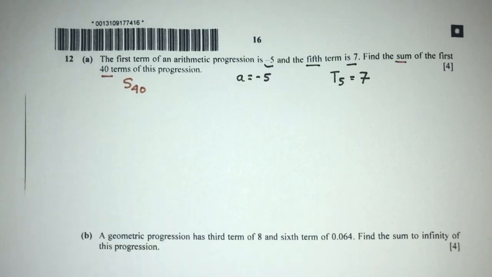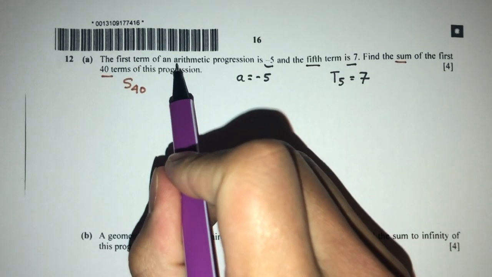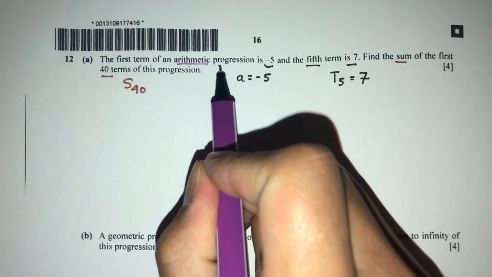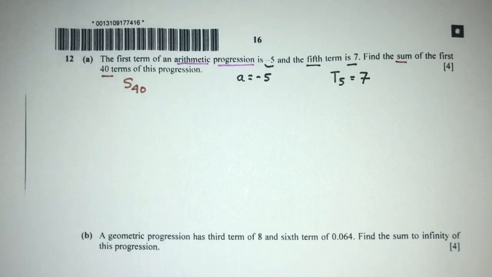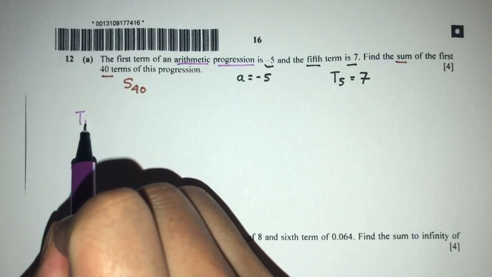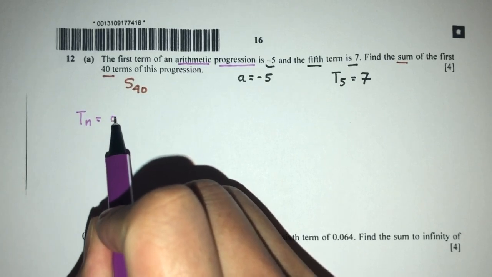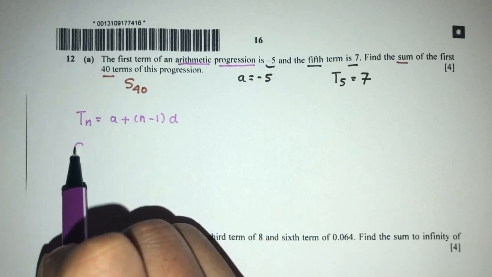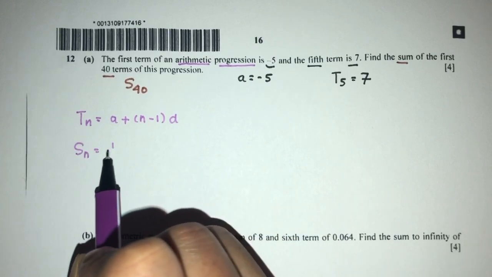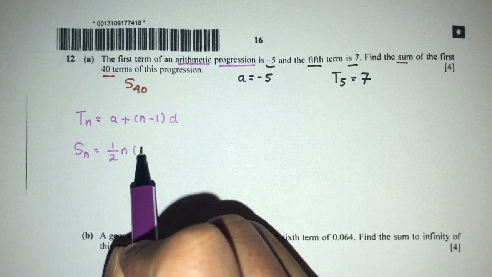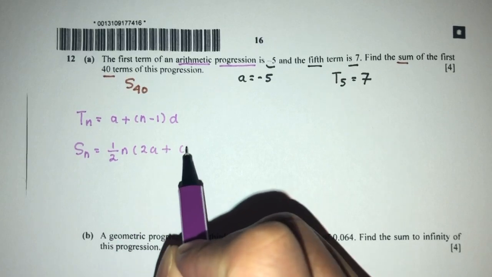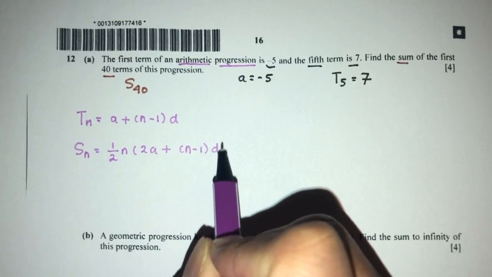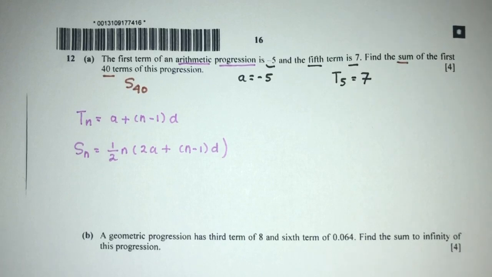So pretty easy. Now it is given that we know it is an arithmetic progression. So let's first write down the formulas that we know for that progression. The nth term is given by a plus n minus 1 times d, and the sum of the first n terms is given by half n times 2a plus n minus 1 times d. Now these two are given to you, you don't need to memorize that. Now let's form a few equations.